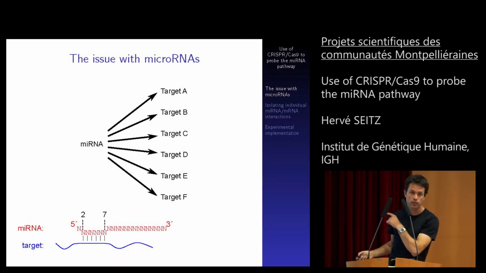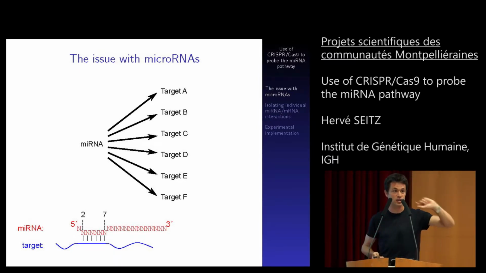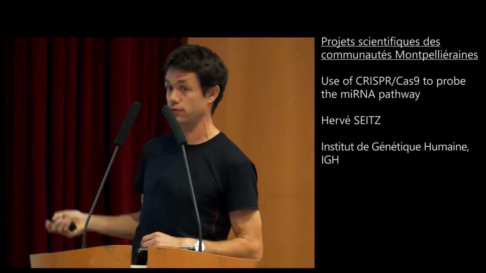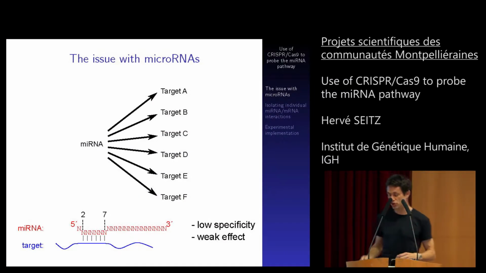So in fact, that's why people call it the seed of an sgRNA, because it was an analogy to what happens for microRNAs. The seed of a microRNA needs to be perfectly paired to a target for the target to be repressed. And of course, because the seed is so short, you expect to find seed matches almost everywhere. And so that's why you expect to have so many targets for each microRNA. And so that's the main issue with microRNAs.